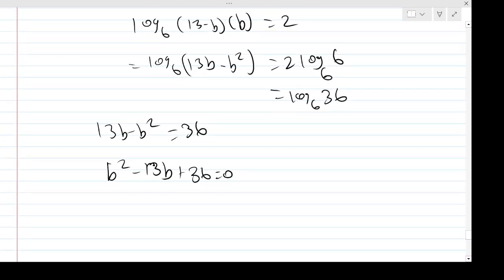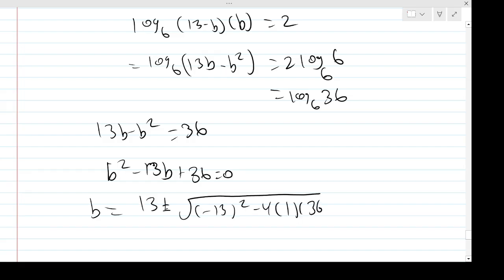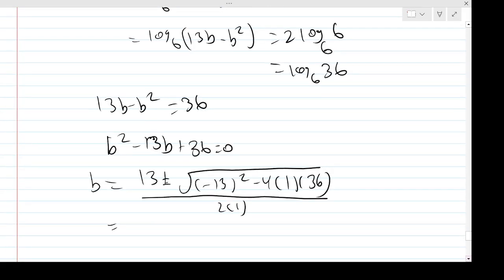Now, to solve this quadratic, B is going to be 13 plus or minus the root of negative 13 all squared, take away 4 lots of 1 lots of 36, over 2 lots of 1. And that will get me B is 9 or B is 4.